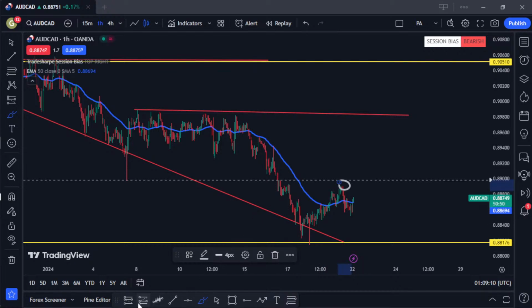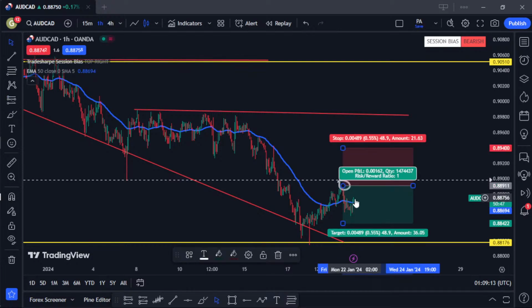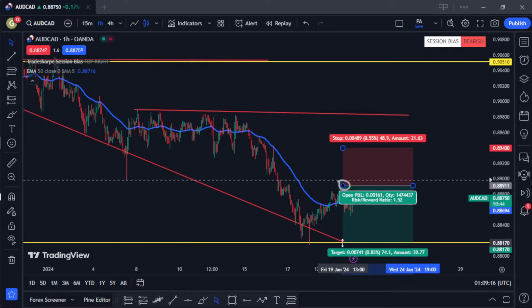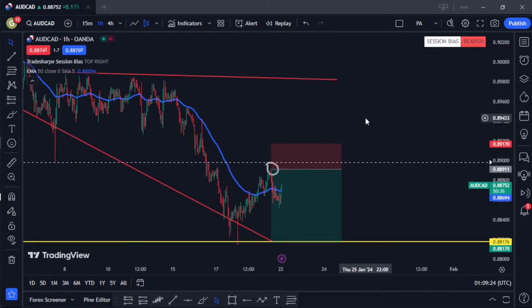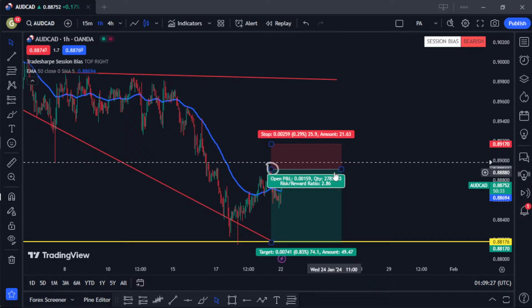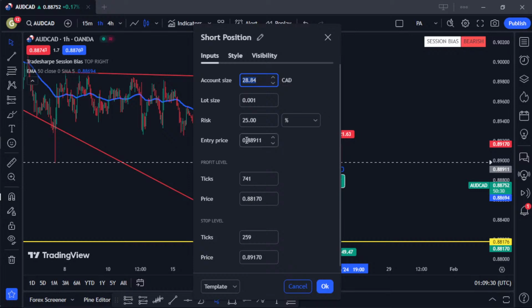If I want to sell this market, I'm not advising to place a limit order, but if I want to sell this market, I'll sell it from this point here, from here like this, and I put my stop loss a bit above this previous swing here. So if you want to sell Australian dollar, Canadian dollar, look for an entry at 0.88911, and then your take profit should be at 0.811170, and then your stop loss should be at 0.89170. You can take a snapshot of everything, or just jot down the figures.